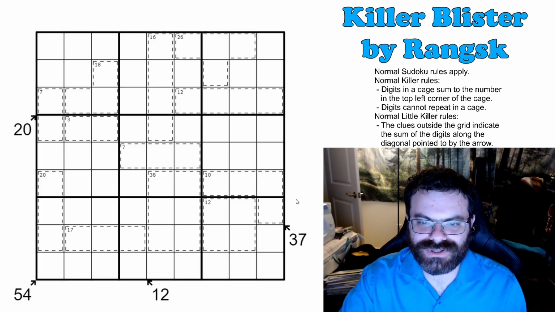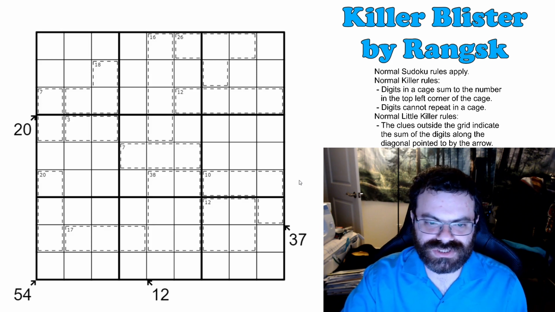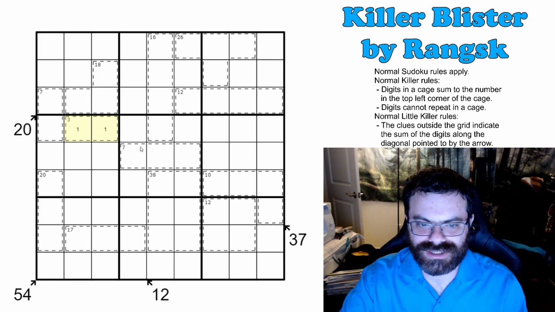Okay, so now I will actually solve this puzzle. What we're going to start with is some easy cages that only have one possibility. So the 3, it is a 1, 2.